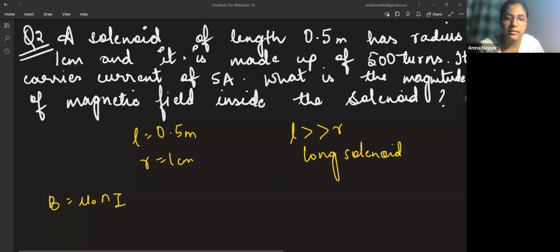Yes, Alia, what is mu naught's value? What is mu naught? How much, Alia? Alia, you're not audible.